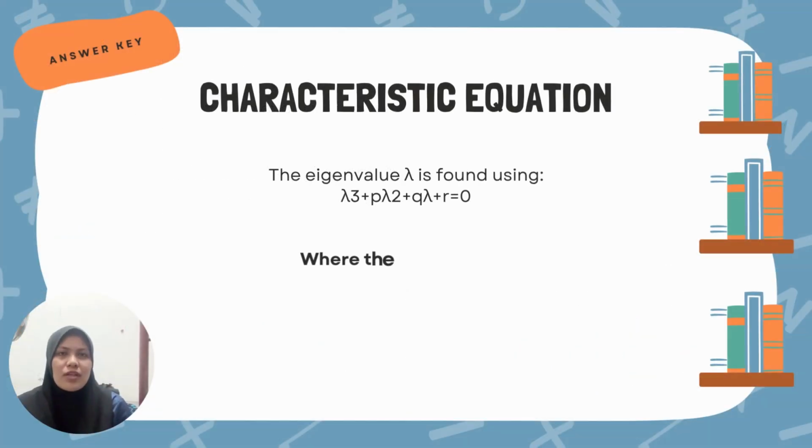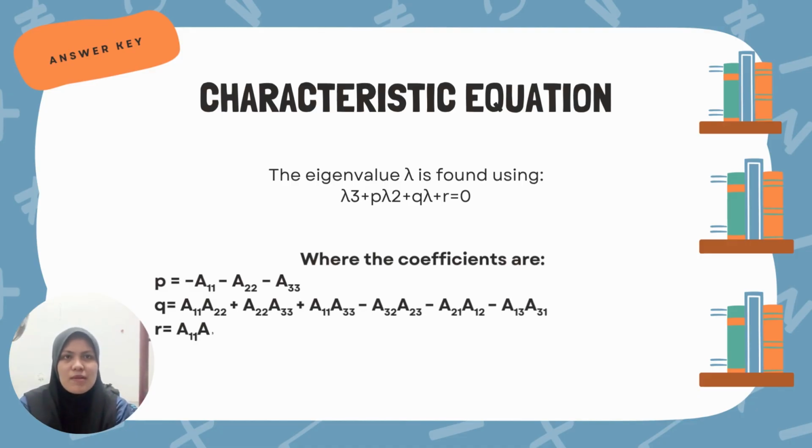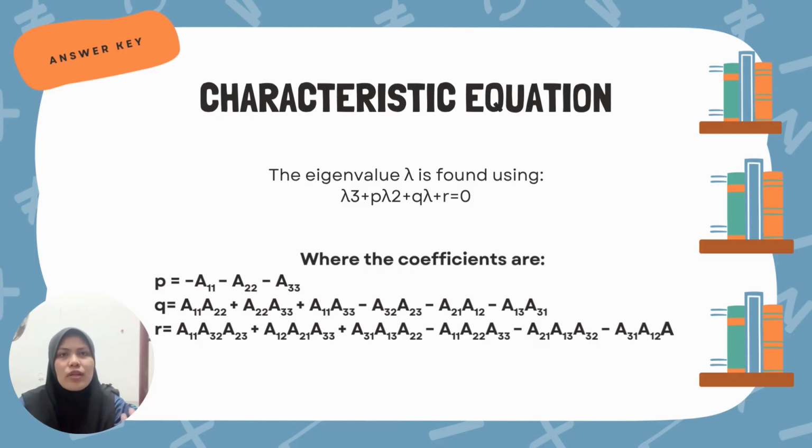To find this lambda, we solve the characteristic equation. The characteristic equation is the formula used to calculate lambda from matrix A. For a 3 by 3 matrix like ours, it looks like this: lambda^3 + p lambda^2 + q lambda + r = 0. The letters p, q and r are calculated using all the elements of matrix A.